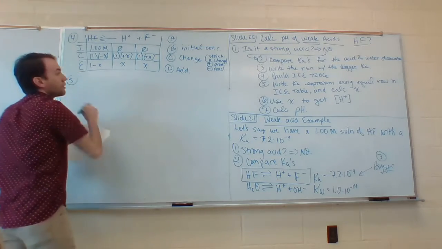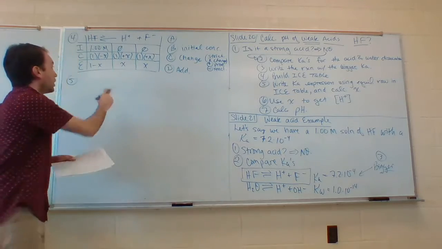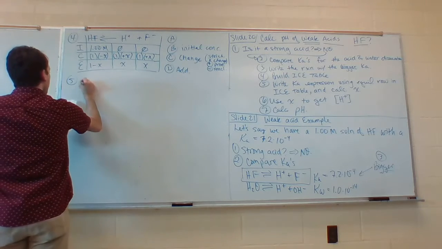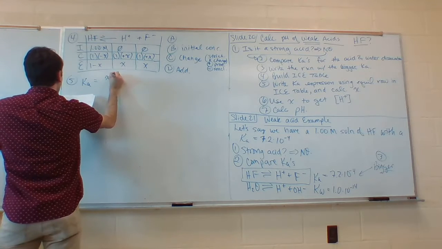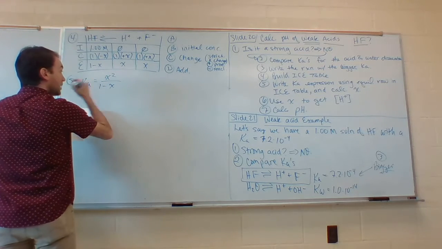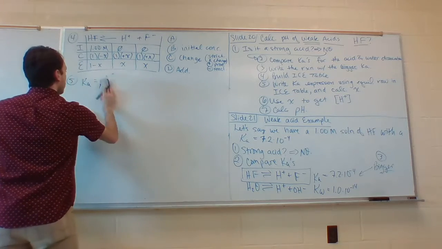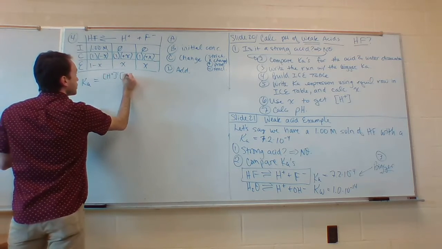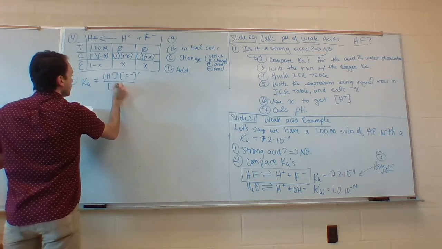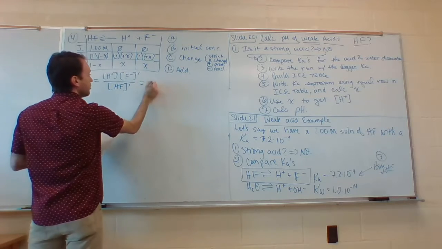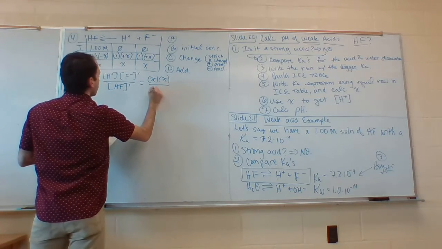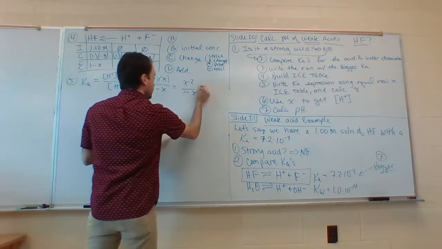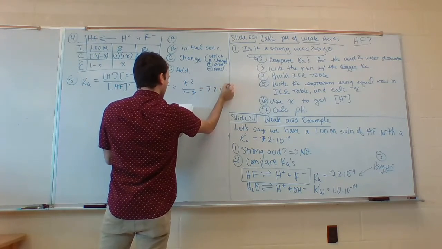In step 5, what are we going to do? We're going to write our Ka expression using our equilibrium row in our ICE table, and then we're going to calculate x. All right? So we have that Ka is equal to x squared over 1 minus x, right? Because if I were to write it, it would look initially like my concentration of H+ to the first, my concentration of F- to the first, all over my concentration of HF to the first. So it would basically be x times x all over 1 minus x, which is x squared over 1 minus x. Okay, now I know that that is equal to 7.2 times 10 to the negative 4th.